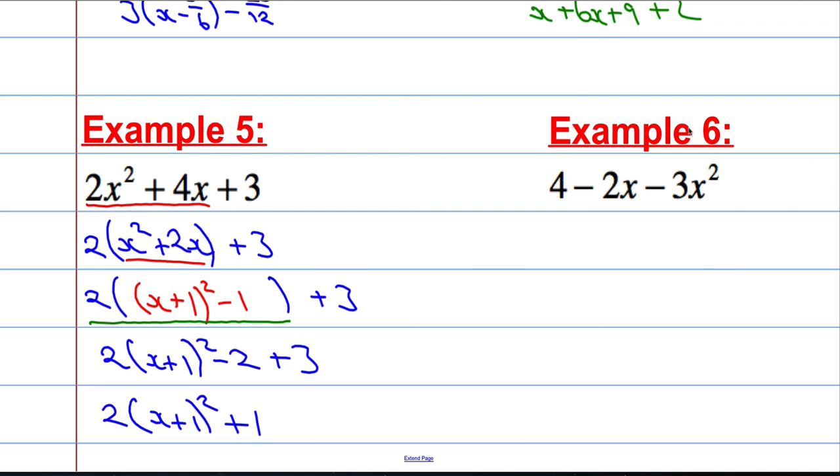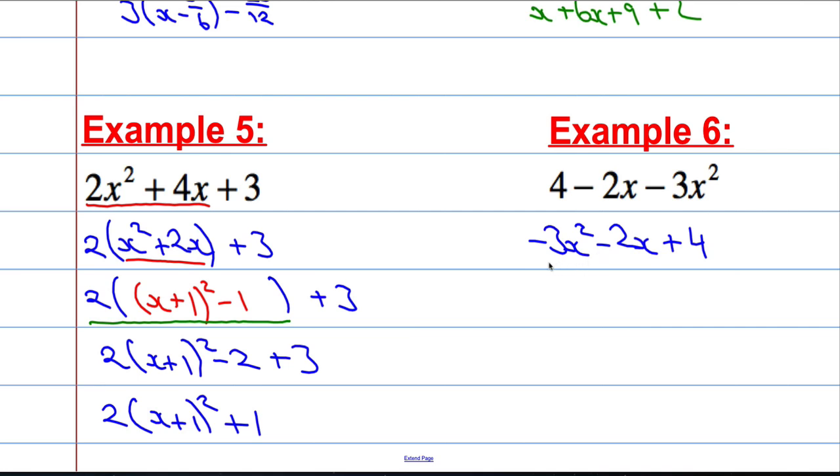Okay, last example for this part, the hardest one of the bunch. We've got 4 − 2x − 3x². So it looks quite tricky. First thing to do here is let's write it in the form that we're used to. So with the x² first. So I'm going to rewrite it as −3x² − 2x + 4. So that's step 1.